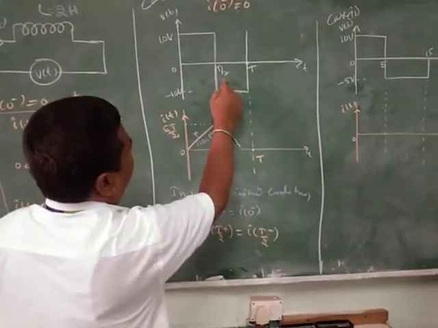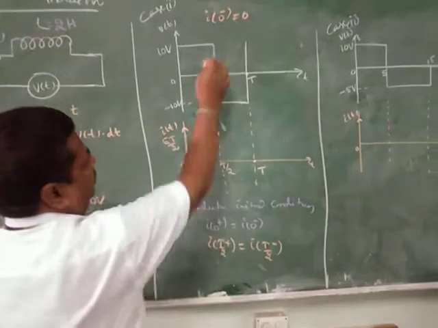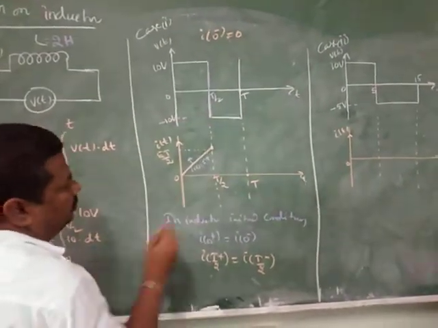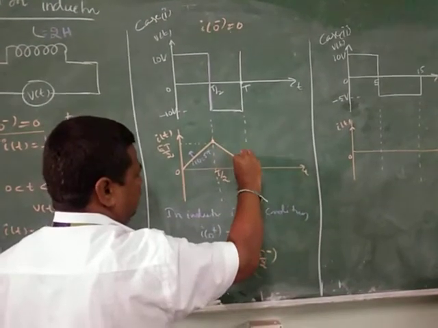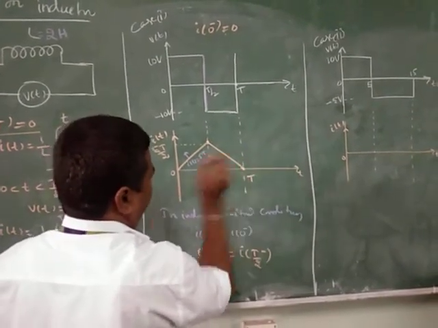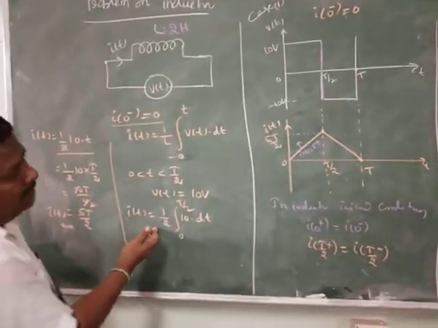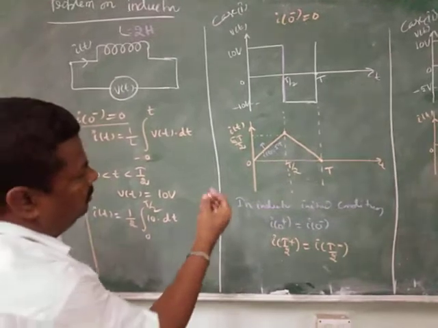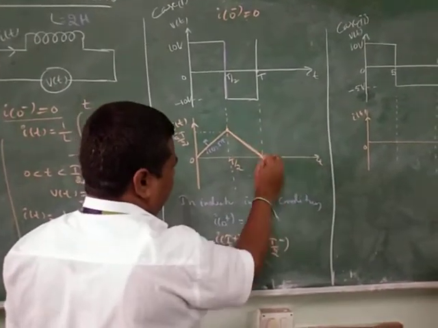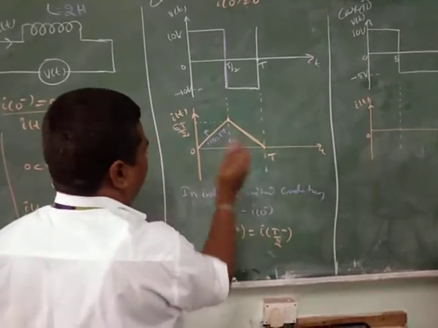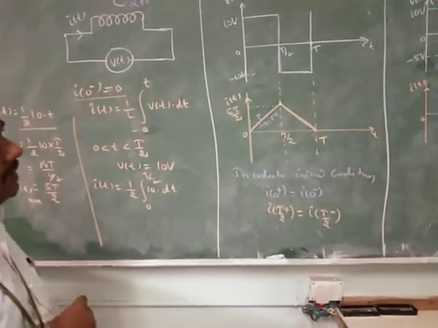But the input signal is now in the negative direction. Input is minus 10 volts. Due to this, the current slowly decreases and becomes 0. It is the same as before, only the input is minus 10 volt, so the slope is negative. With negative slope, at t is equal to capital T, the current is equal to 0. So that is the first case.